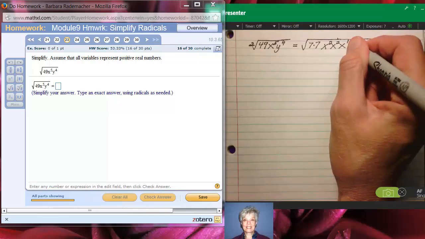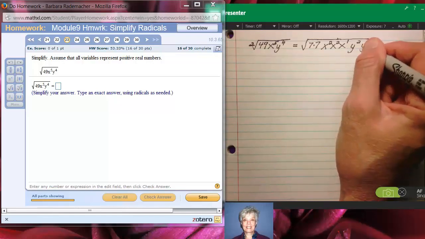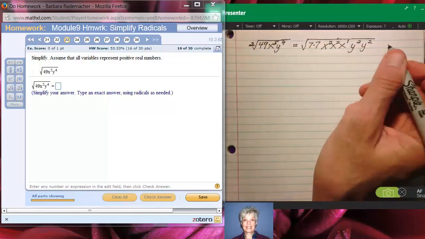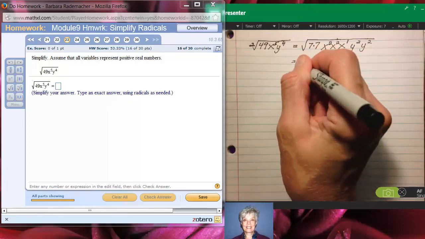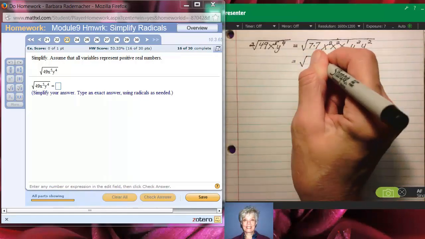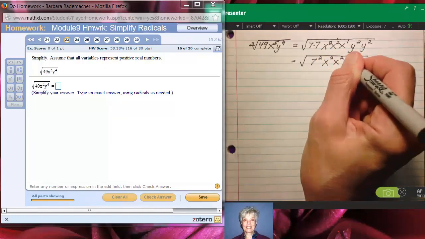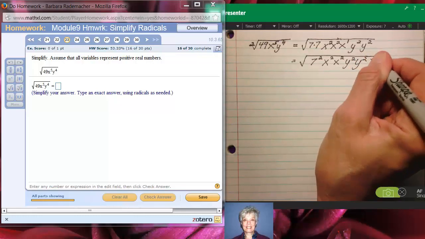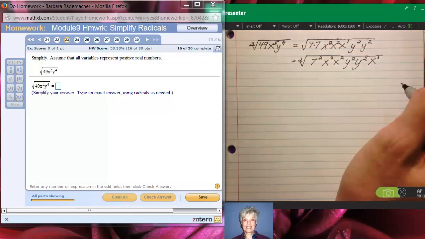Now, y to the fourth can be written out as y to the 2 times y to the 2, because y to the 2 times y to the 2 is y to the 2 plus 2, which is y to the 4. All right, now, we're looking for the square root of all this stuff. Let me write this in a better way here. We're going to have the square root of 7 square, x square, x square, y square, y square, and then on the end I'm going to put the x, because x has a 1 exponent, and that's smaller than the 2, so it's not going to come out.